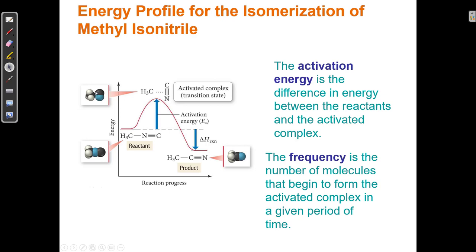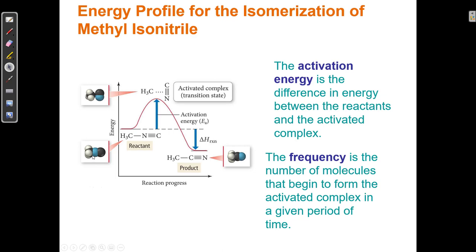So in this case, here's what we're seeing. The blue bond has broken, it's flipping this way, and then the blue one is going to pull around all the way back to this side as the two black carbon atoms make a bond down here in the product. So the activated complex is not a reactant, and it's not a product. The transition state is halfway.